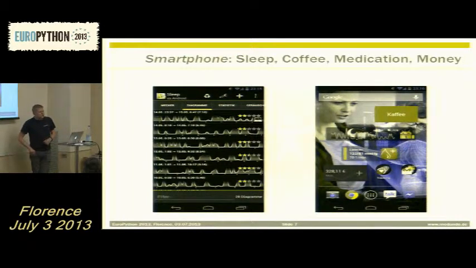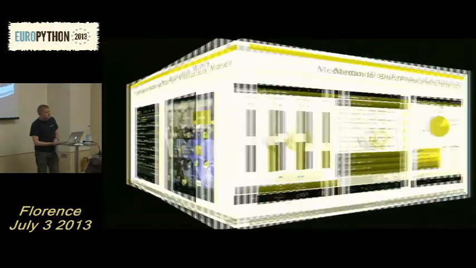What I'm doing is tracking my coffee intake. This is very easy. Just a button on the home screen. If I press there, I record my coffee intake. I'm recording my medication intake, and I'm recording my money expenses, and sometimes a couple of other things too. So the smartphone is a really fantastic device for doing these things. You can also do analysis on it with graphs and so on. And that is also what we are doing in our company.